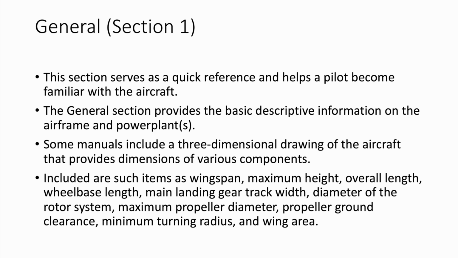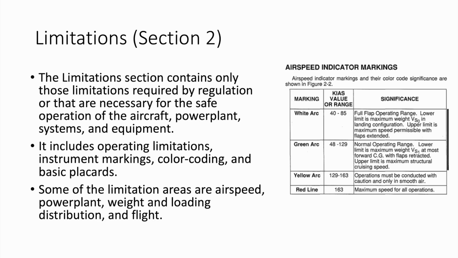Looking at all these sections individually, again, general information is going to be like dimensions of the aircraft, ground clearance, turn radius, things like that. And limitations, so it's going to include like weight limitations as well as airspeed limitations and ranges.